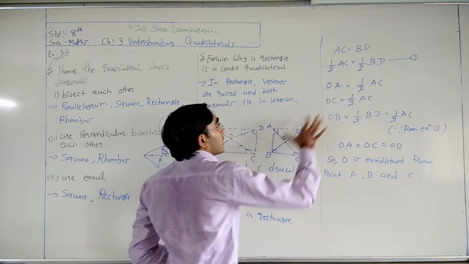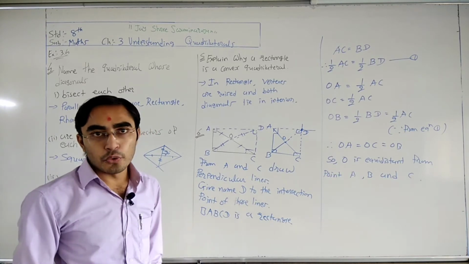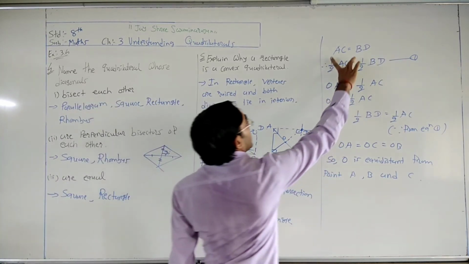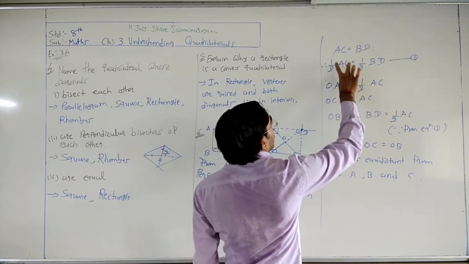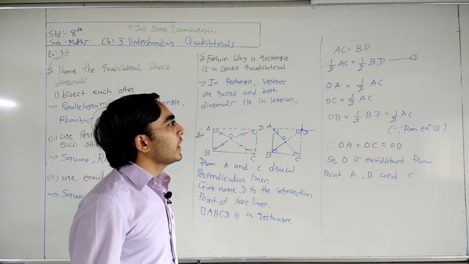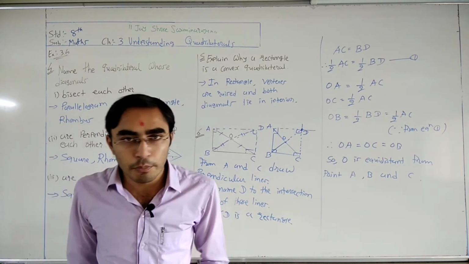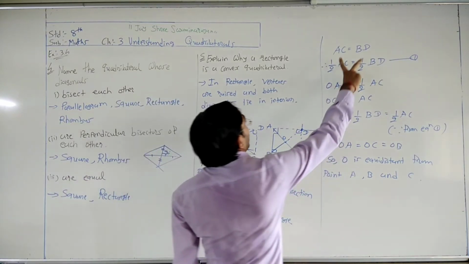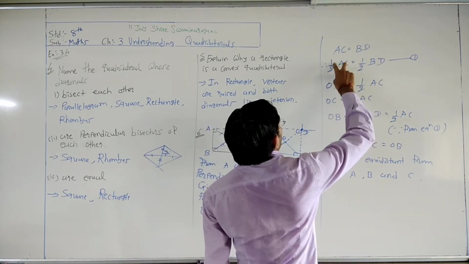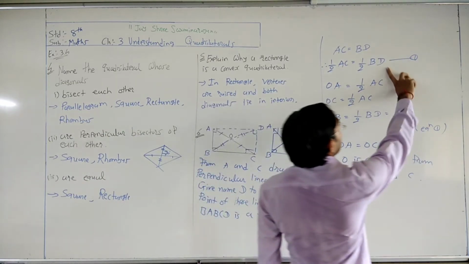So your AC is equal to BD. Now multiply 1 by 2 on both sides. So 1 by 2 AC is equal to 1 by 2 BD. Alternately, if AC is equal to BD, then half of AC is equal to half of BD. Right? So from AC equal to BD, we can write half of AC is equal to half of BD. Give it the equation number 1.